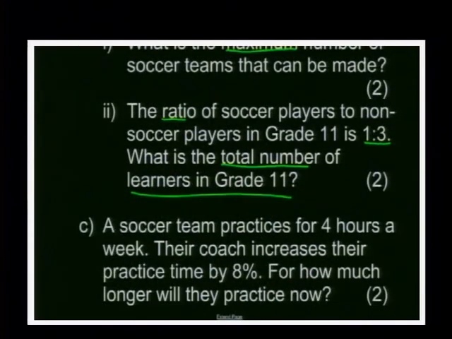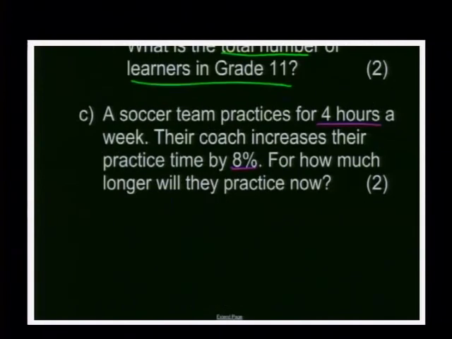Let's go on to C. Now, our soccer team practices for 4 hours a week. The coach increases their practice time by 8%. For how much longer will they practice now? So let's do it at the bottom of this page.